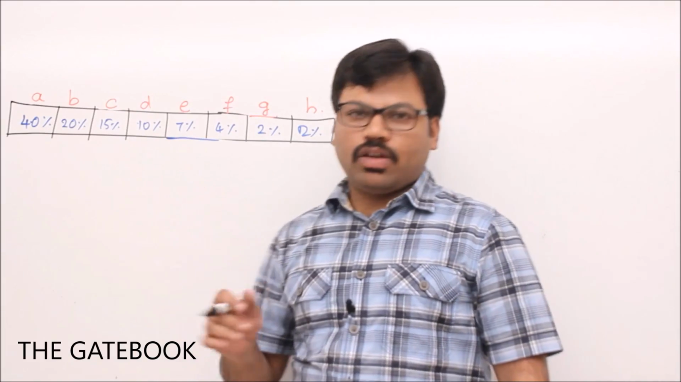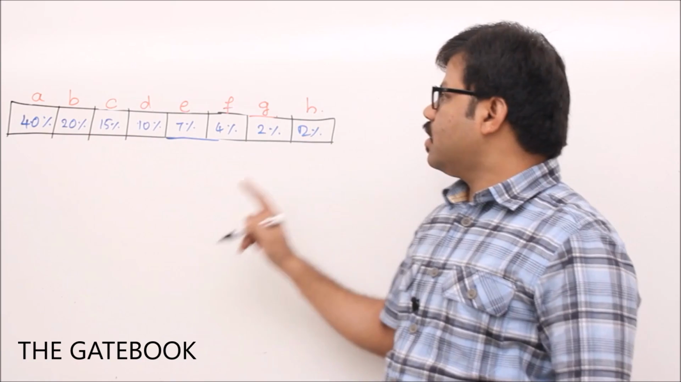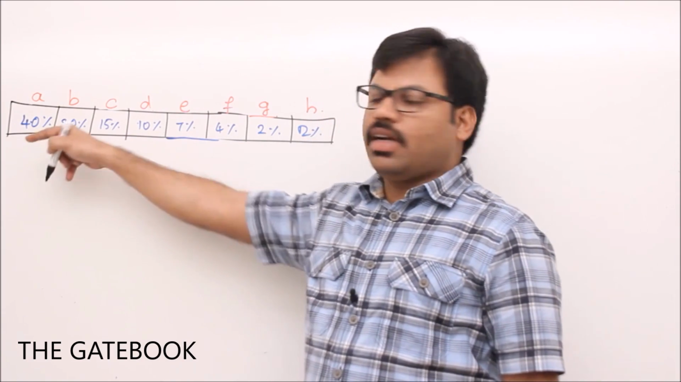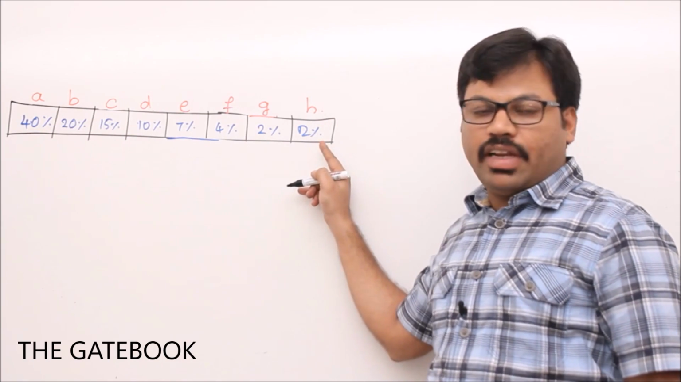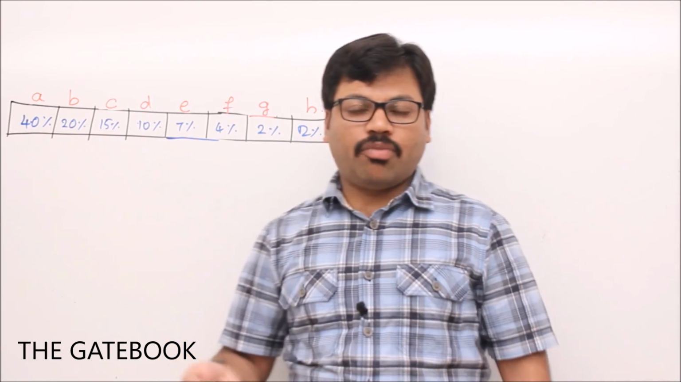We will run the Huffman encoding algorithm for this example. If you see here, there are 8 characters, and A is repeated 40% of the time and H is repeated very few times, 2% of the time. For this problem, we'll see how to create the Huffman encoding.